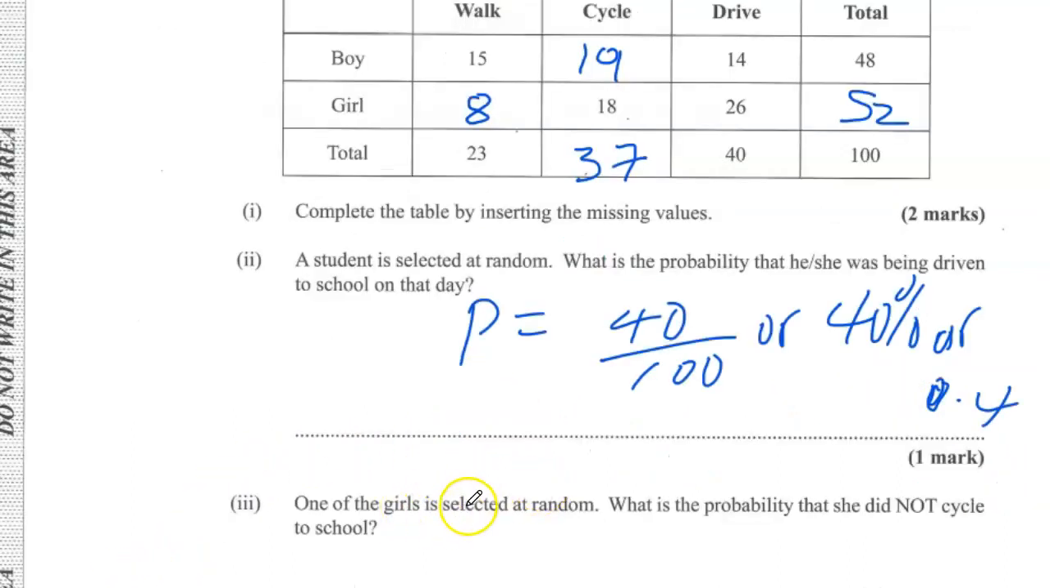Next, one of the girls is selected at random. What's the probability that she did not cycle to school? So if she didn't cycle, it means that she either walked or was driven, right? For walk, it's 23. For drive, it's 40. So that's 63 upon 100. So the probability here would be 63 upon 100, or 0.63, or 63%.